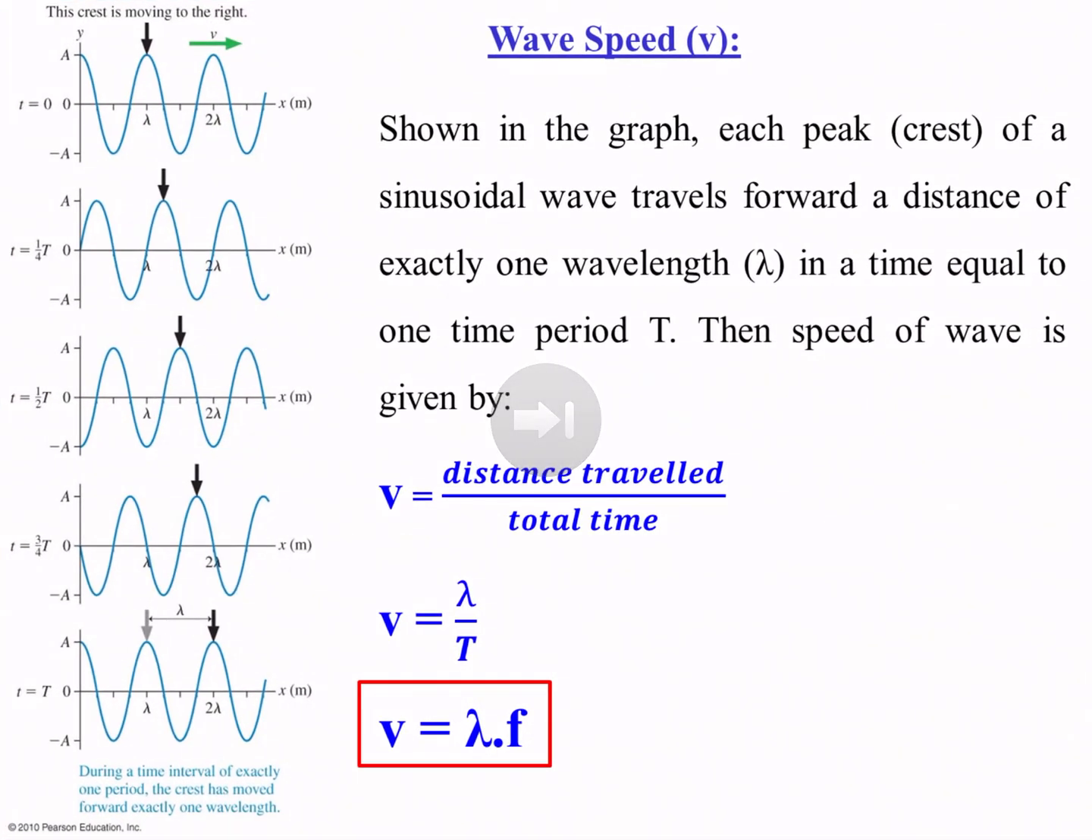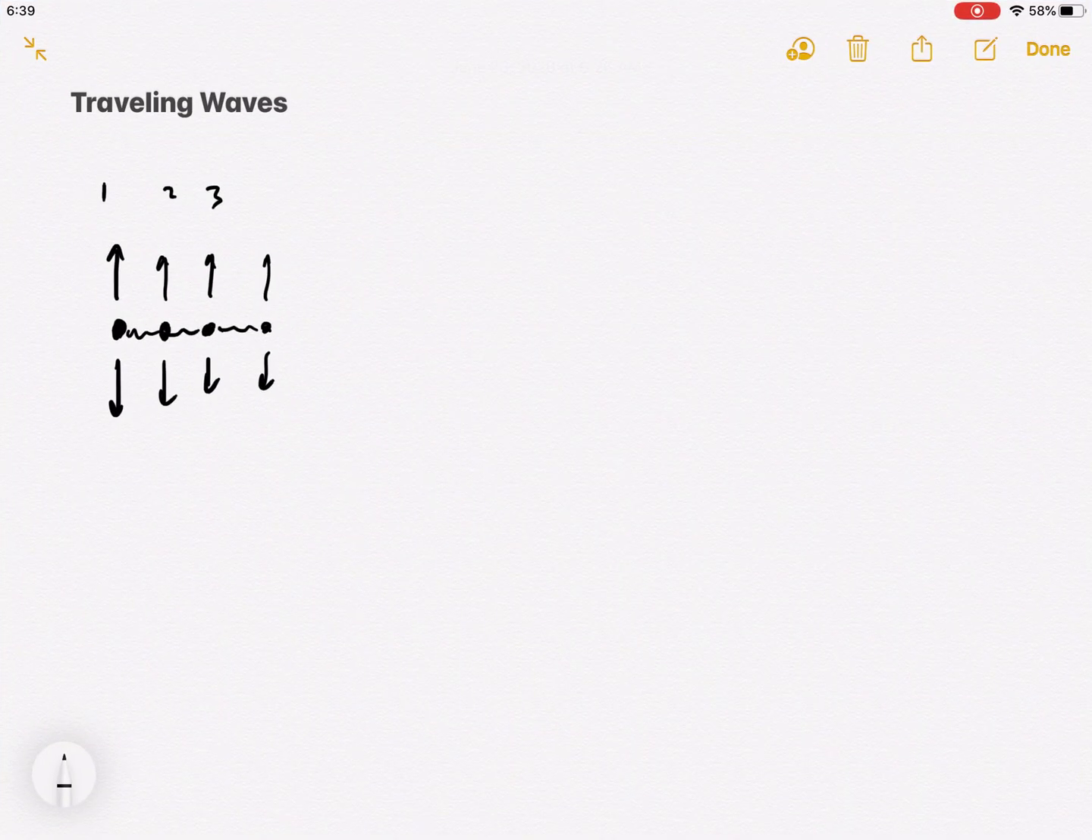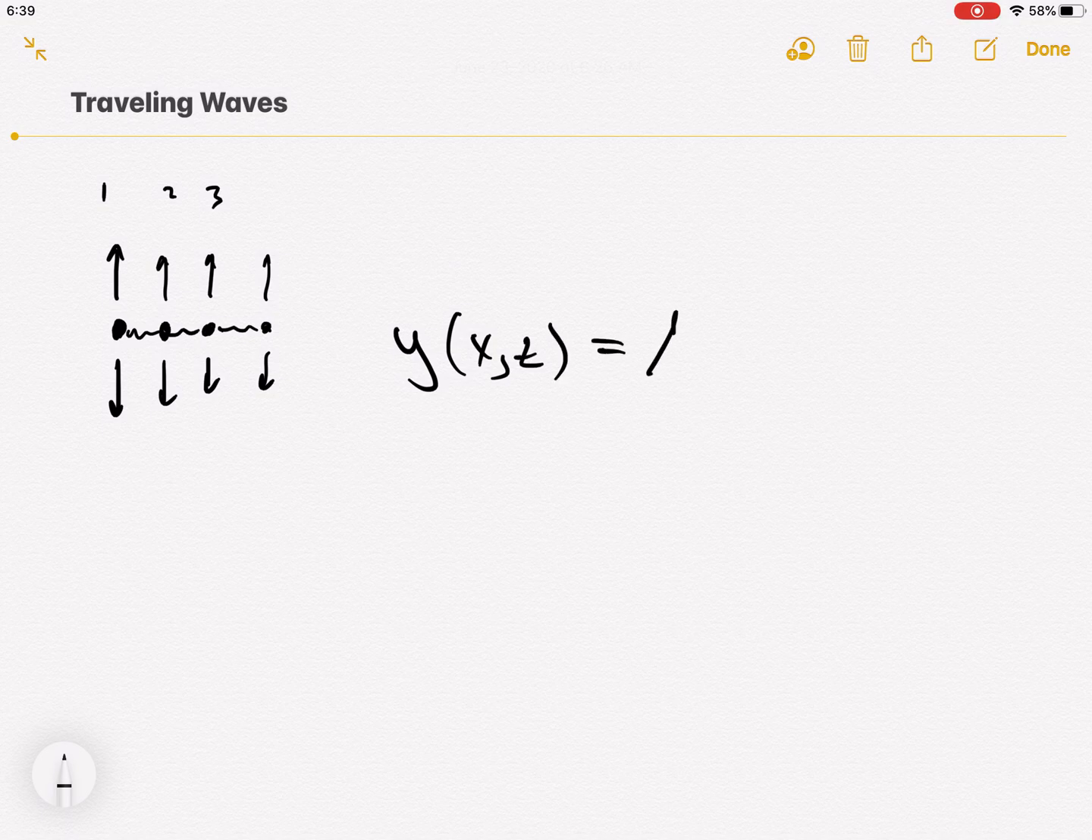Okay. Yeah, I think that's good for this. So let's go talk about, let me write that equation again. So we had y of x and t is an amplitude times cosine of 2 pi x over lambda minus or plus, depending on the direction of travel, 2 pi t over period.